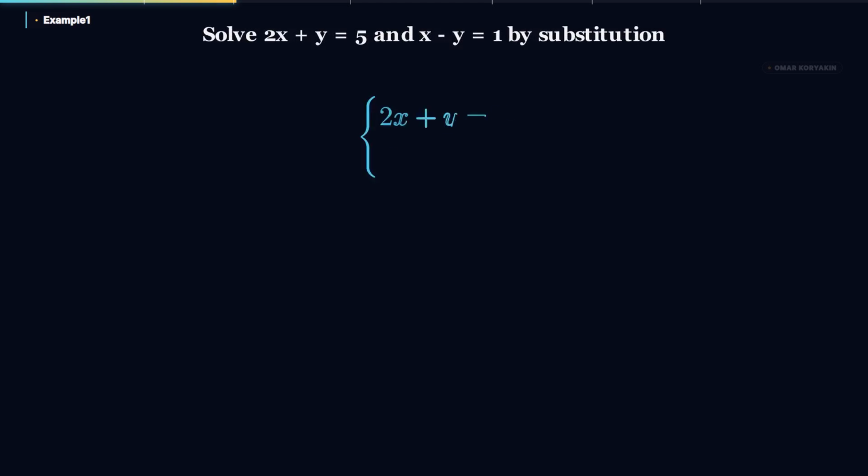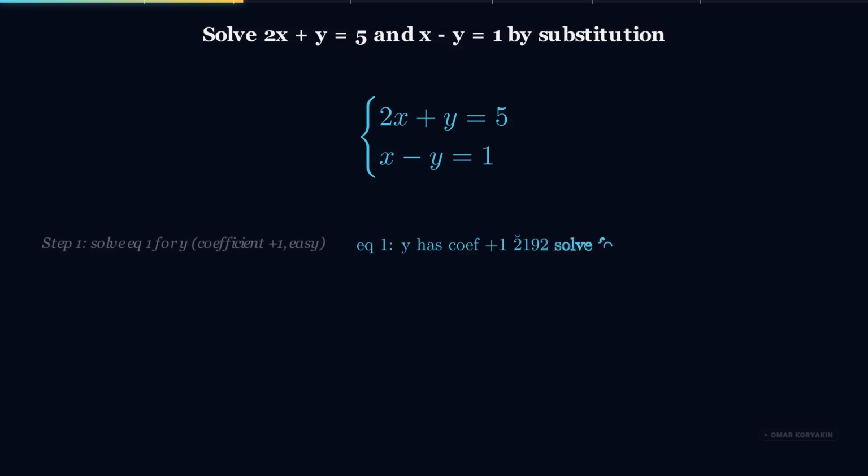Here is the first worked example. Solve the system 2x plus y equals 5 paired with x minus y equals 1 using the substitution method. Step 1. Solve one of the two equations for one of the two variables. The first equation has y with coefficient 1, so solving for y is cleanly y equals 5 minus 2x. Use this expression in the next step. The choice is good because the coefficient of y was already plus 1, so the solving step required no division.